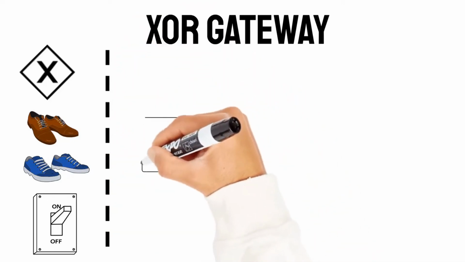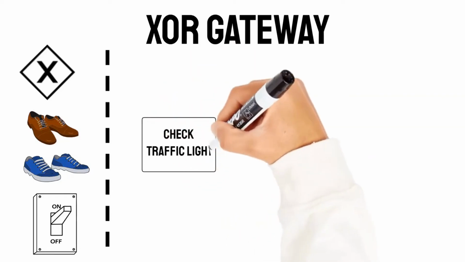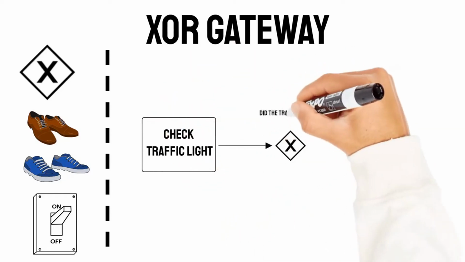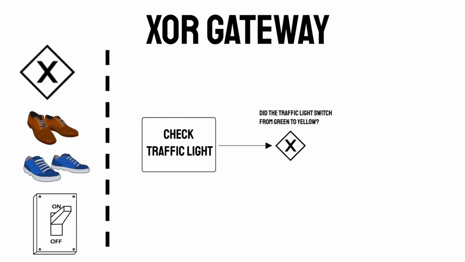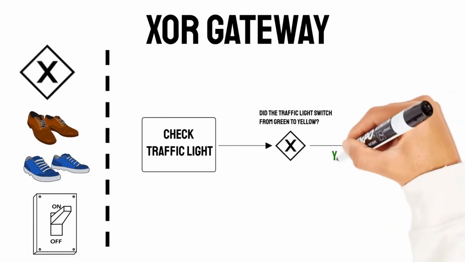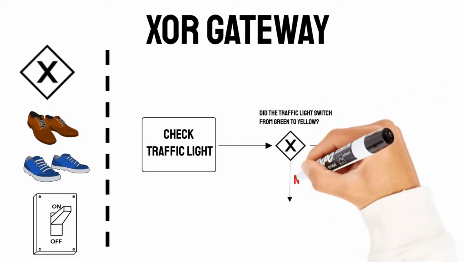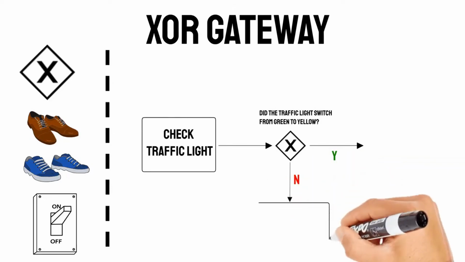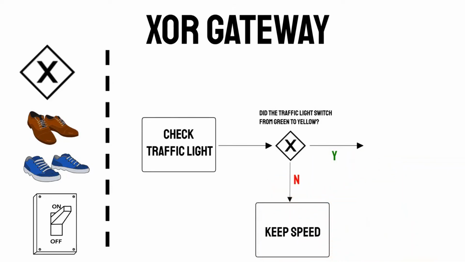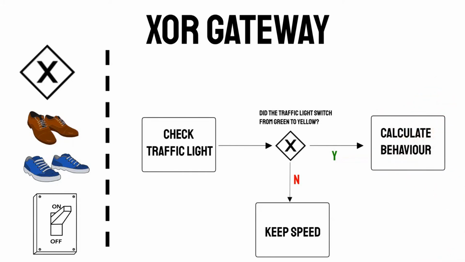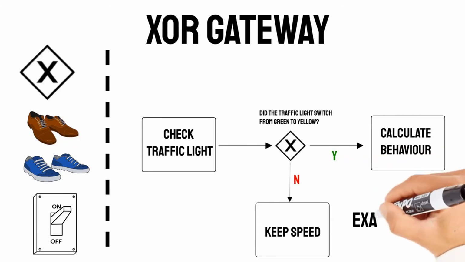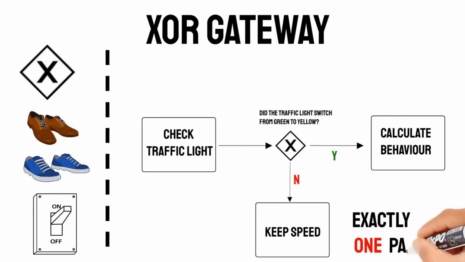Imagine a self-driving car. While driving, the car is constantly checking traffic lights. After checking the traffic light, the question is, did the traffic light switch from green to yellow? Based on the observation of the car, there are only 2 options, either yes or no. When the answer is no, then the car keeps its speed, because the light won't turn to red. In case the traffic light switched from green to yellow, the car calculates its behavior, whether it should keep the speed, increase it, or start to slow down. Only one and exactly one path is valid here, never both.